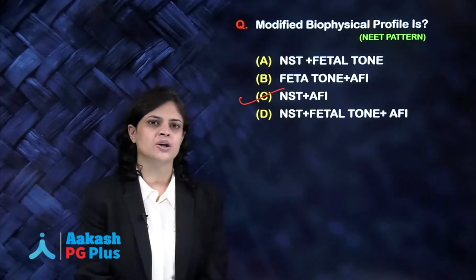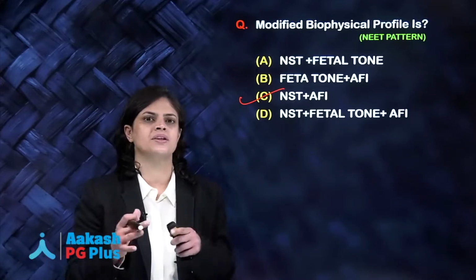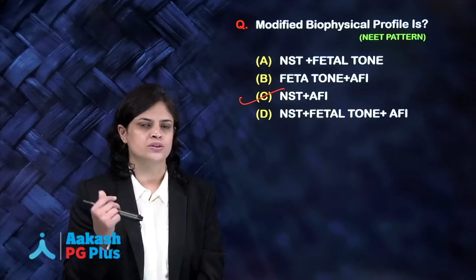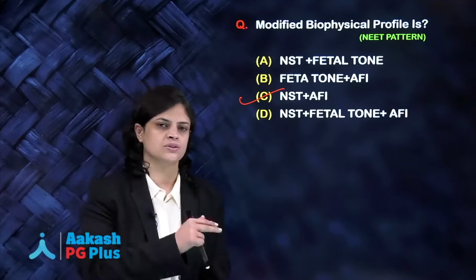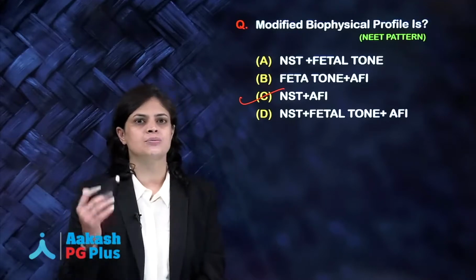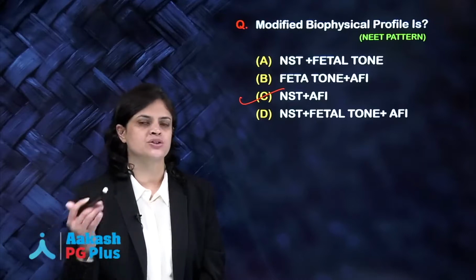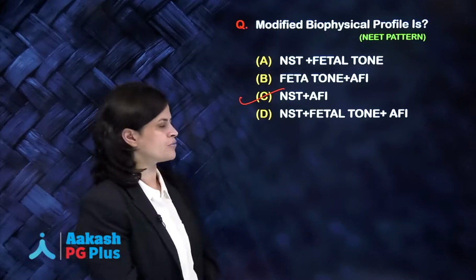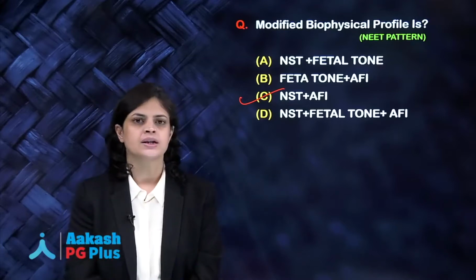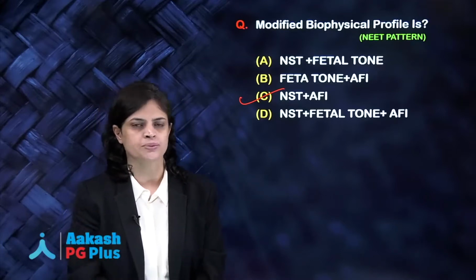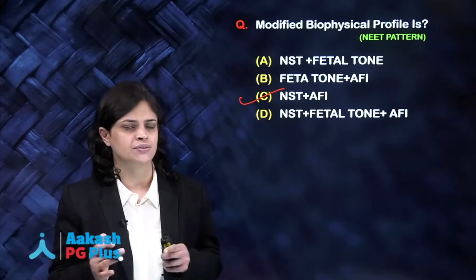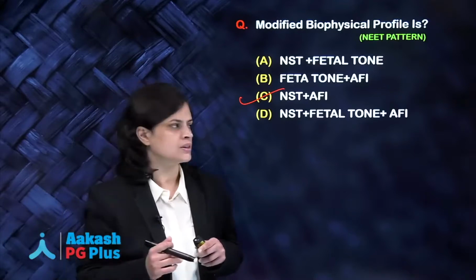So modified biophysical score is an abbreviated form of a biophysical score in which we are assessing 2 components. One is the non-stress test, whether it is reactive or non-reactive, and amniotic fluid volume as measured in terms of the amniotic fluid index. Now the modified biophysical profile takes much lesser time to perform than the conventional 30 minutes biophysical profile and is quite informative about fetal condition.